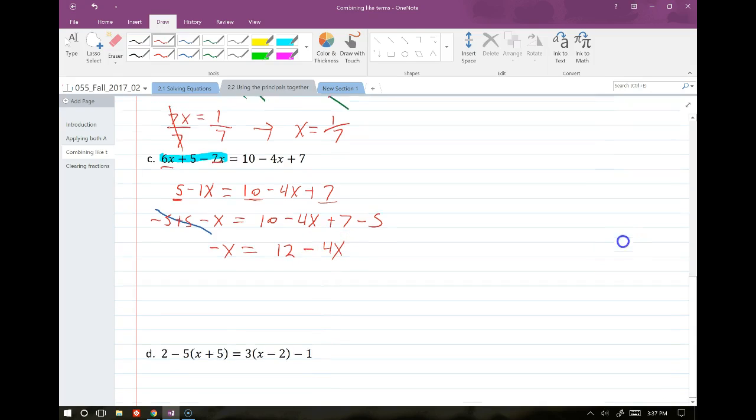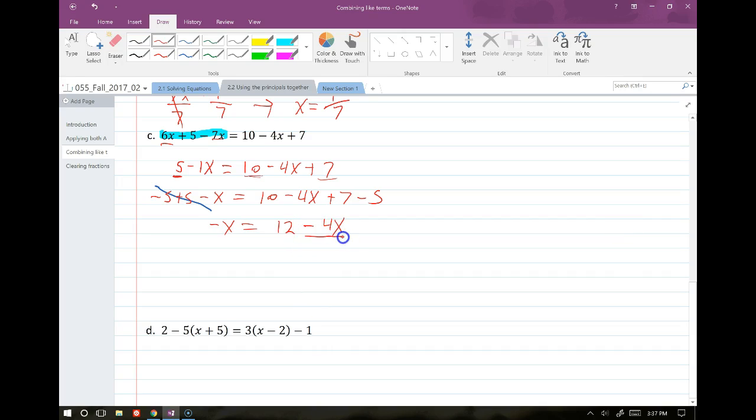Okay, now let's handle our variables. The opposite of negative 4x is positive 4x, so I'm going to add that to both sides. These are going to cancel, and then we're going to have 4x minus x, which gives us 3x, and that is equal to 12. All right. Here we are. This is where things get easier, right? We just divide both sides by 3. These 3s cancel, and then we have 4. Exactly. X equals 4.